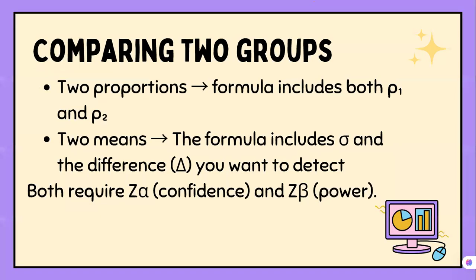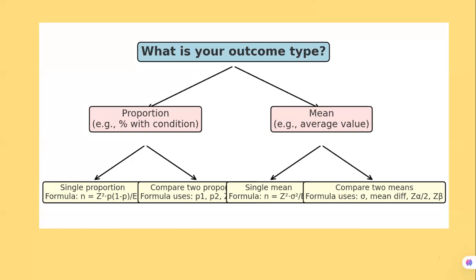Okay. Now for comparing two groups, the two-proportions formula includes both P1 and P2. For two means, if we compare two populations in continuous data, then it will include sigma and the difference we want to detect. Both require the alpha confidence and the beta power. There are different formulas for these populations. If you want me to explain that also, I can go ahead with that in the next lecture. Here I have given a comparison so that you remember.